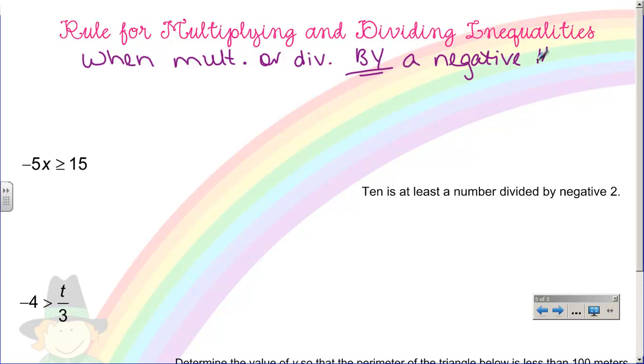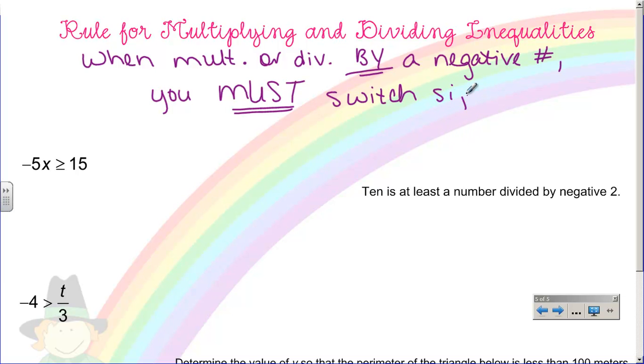What I mean by a negative number is if you do 4 divided by negative 2, not if you do negative 2 divided by 4. It has to be the number you're dividing or multiplying by. So when you're multiplying or dividing by a negative number, you must, it is not an option, switch the sign. And I'll show you what I mean. We're going to do an example, a couple of them actually. And you'll get really used to this because it has to happen. If you don't switch the sign, your answer doesn't make sense.